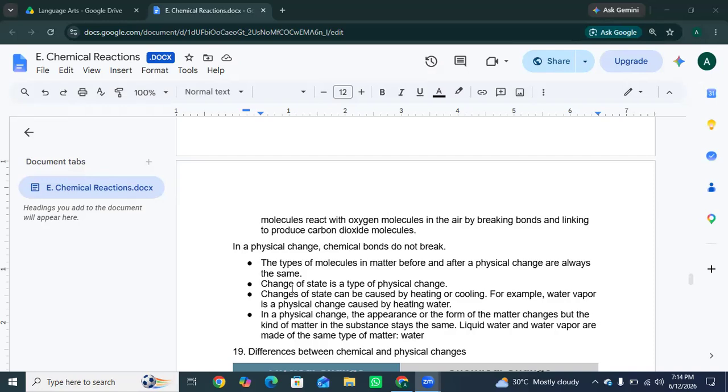Moving between solid, liquid, and gas is always a physical change. These are caused by heating or cooling. Like heating liquid water turns it into water vapor, which is gas. It looks different, but both are still just made of water molecules, which is H2O.